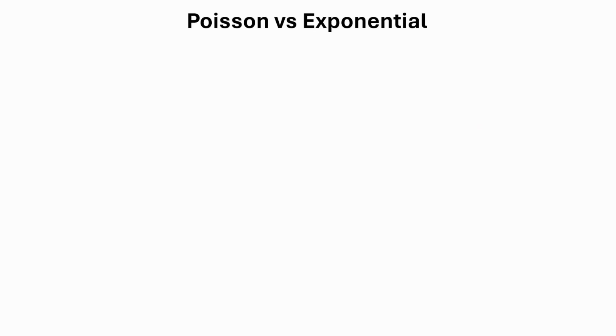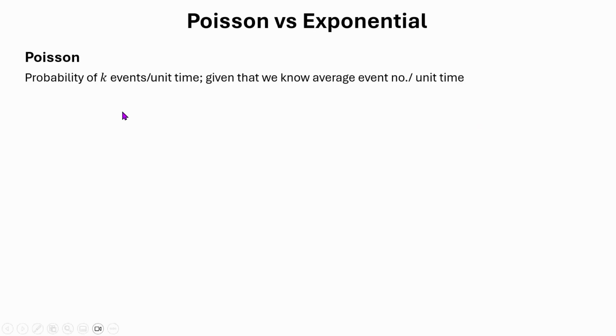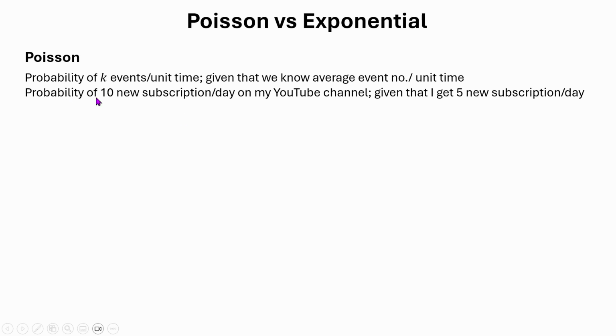So first of all, let's start with Poisson versus exponential. What is the Poisson distribution? In the Poisson distribution, we try to see the probability of k events per unit time, given that we know the average number of events per unit time. Just to give an example, what is the probability of me getting 10 new subscribers per day on my YouTube channel, given that I get 5 new subscribers per day, every day basically? So what is the probability of that? This is the Poisson distribution.